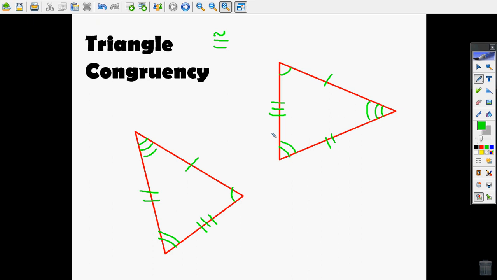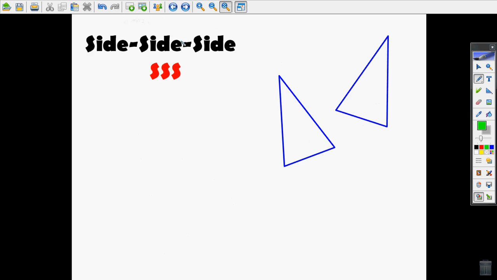What I'm going to show you is that there are 5 different ways that if you can prove a certain combination of angles and sides, you may not be showing that all 3 angles and all 3 sides are congruent, but if you can show a combination of sides and angles that are congruent, you are therefore proving that the entire triangles are congruent to each other.